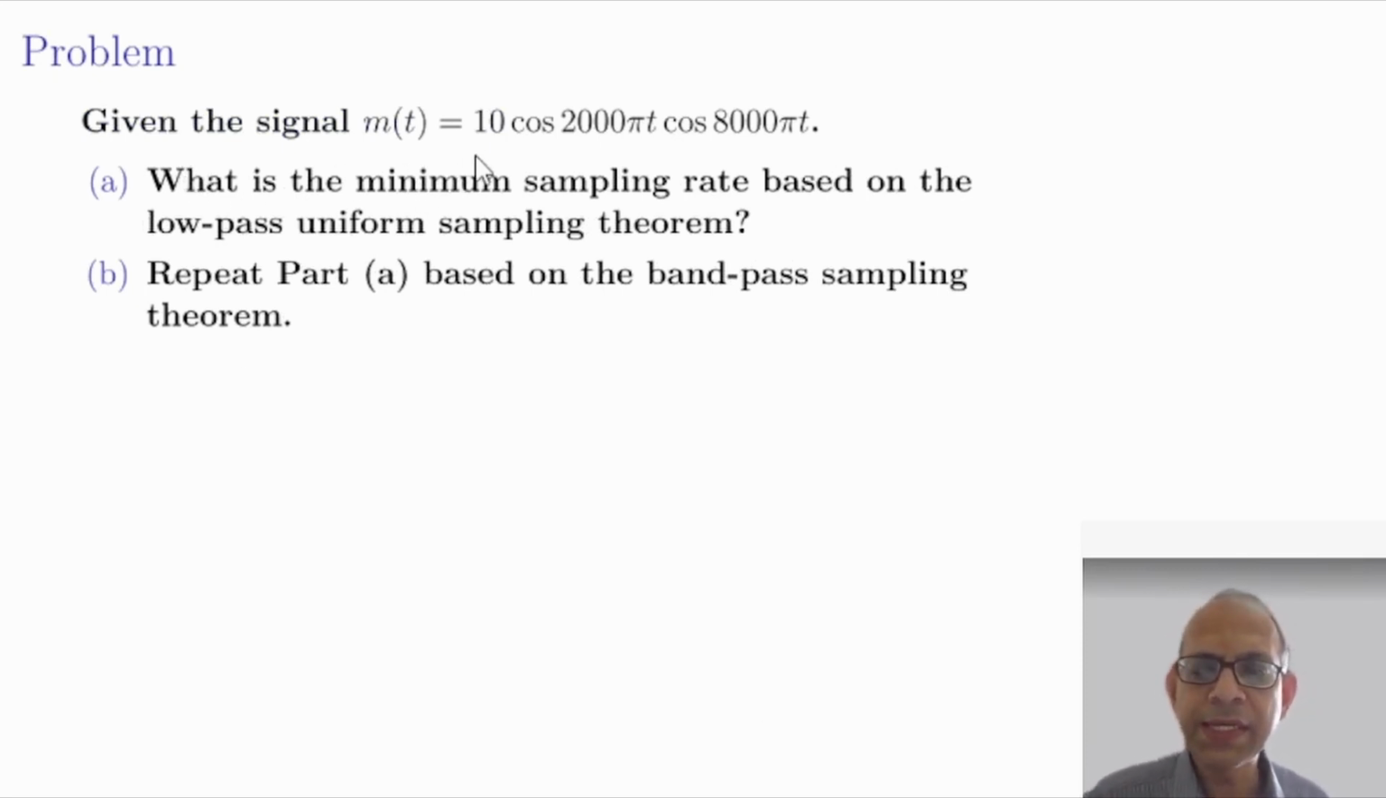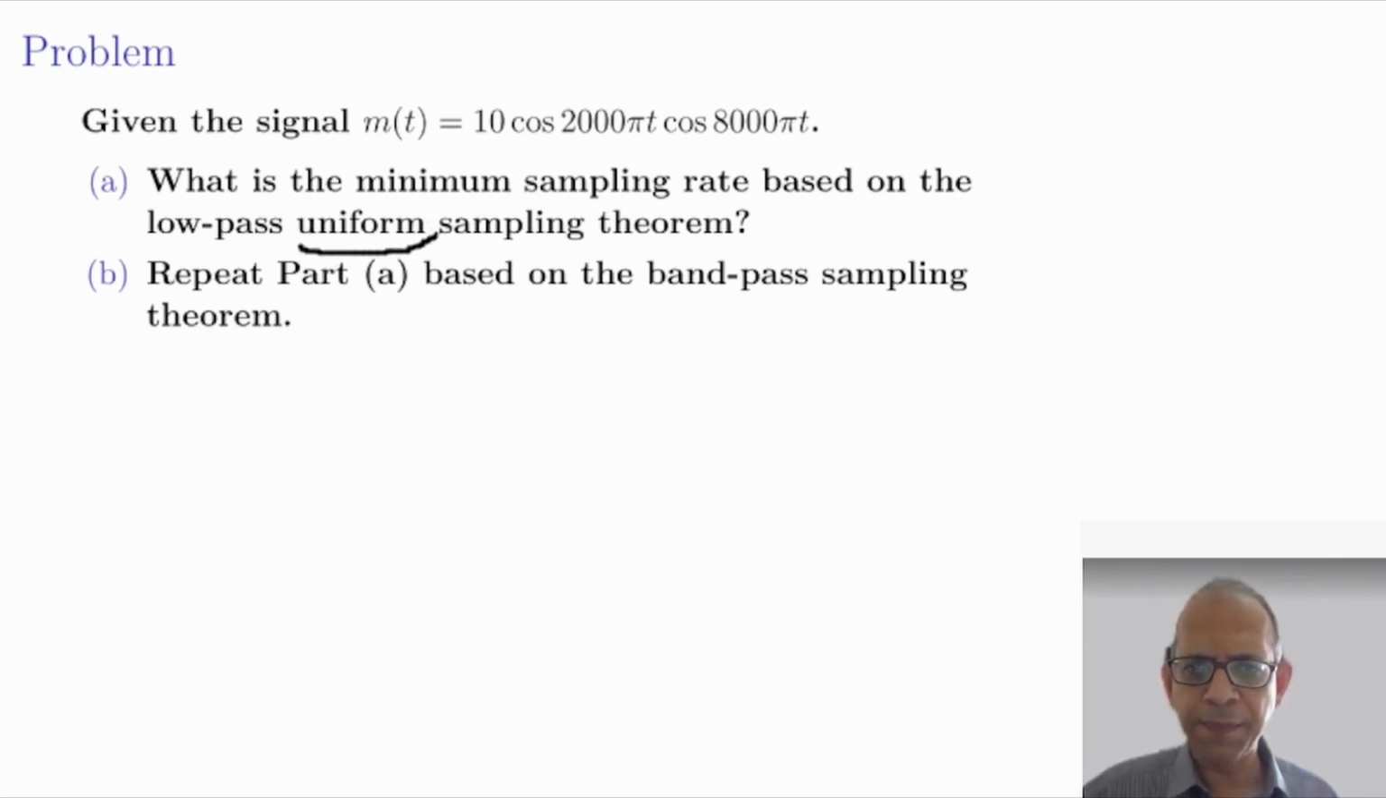The given signal is m of t equal to 10 cos 2000 pi t cos 8000 pi t. There are two parts of the problem. Part A: what is the minimum sampling rate based on the low-pass uniform sampling theorem? And we have to repeat this part for the bandpass sampling theorem. There is a term used here, uniform sampling.